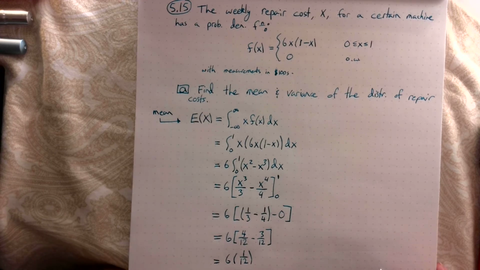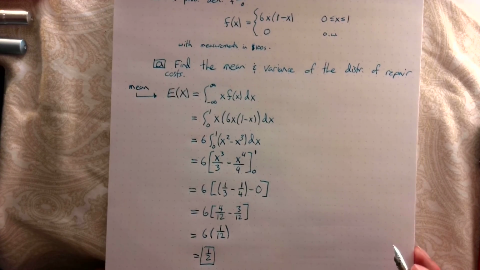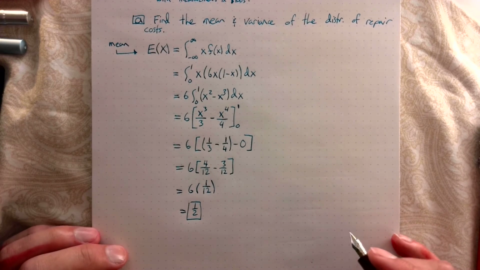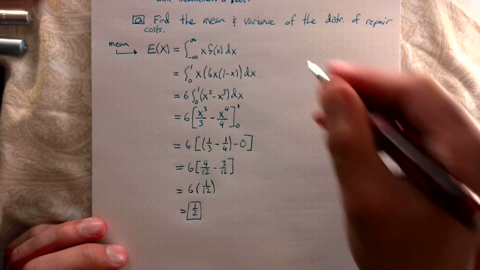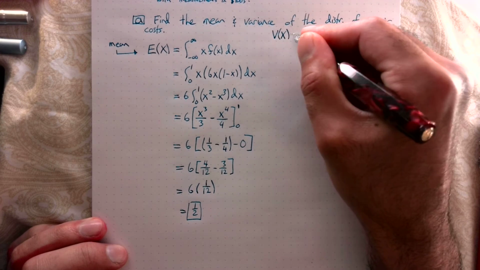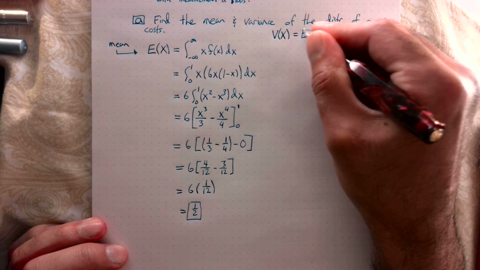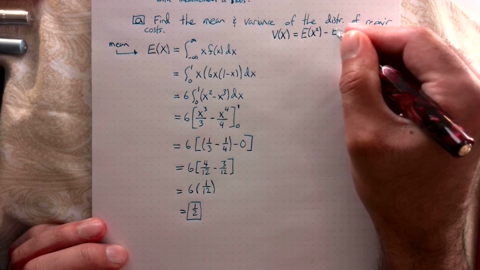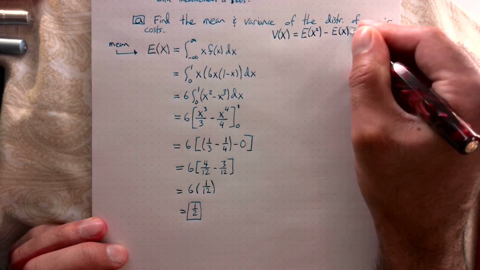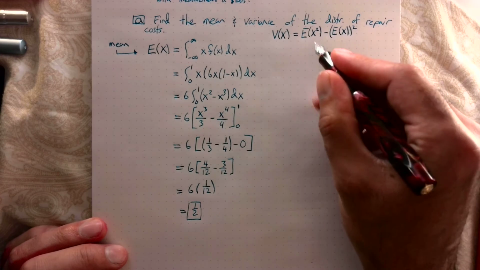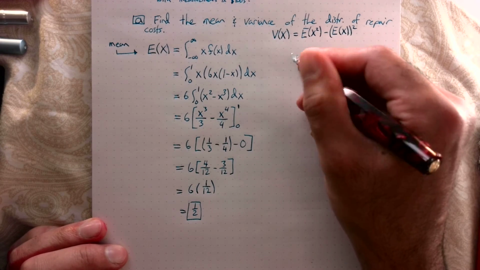Now for the variance, we're going to want to calculate what? We're going to want to use the computational formula for the variance. So the computational formula for the variance is, remember, the expected value of x squared minus the expected value of x, quantity squared. So to use this formula, we need to calculate the expected value of x squared.